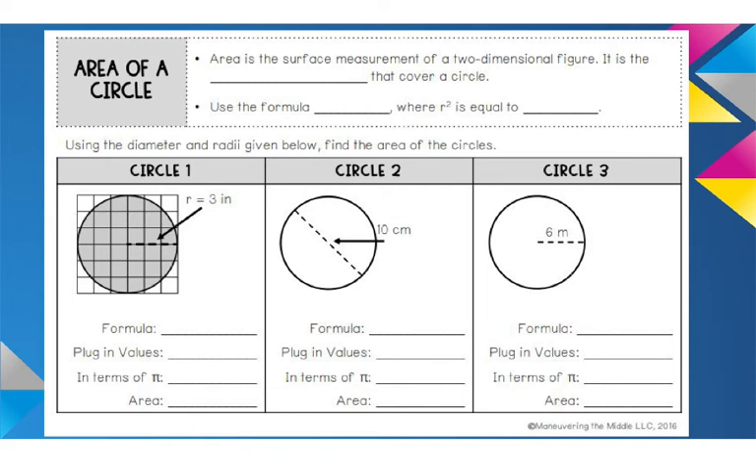Moving right along, area is the surface measurement of a two-dimensional figure. It is the square units that cover a circle. Use the formula again. Area is equal to pi times the radius squared, where r is the radius, times the radius. So down below here, we're going to go ahead. Here's our radius here. We already have it. It tells us it's 3 inches. Our formula is equal to pi times the radius squared.